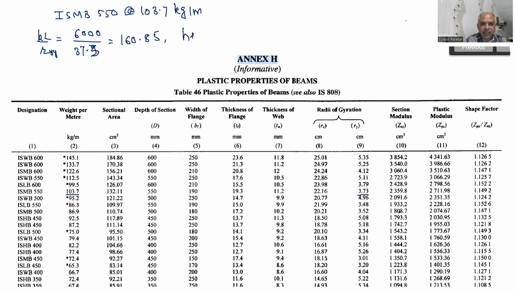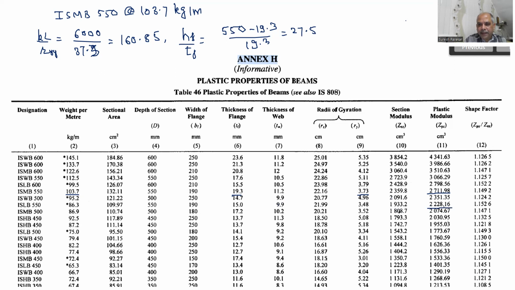Then we will find hf upon tf. Now we have 550. Now you can see tf, we have 19.3. So 550 minus 19.3 upon 19.3, and this value comes 27.5. Now you can have a question: where we will go for 2711.98, we can have ISLB which is actually 2228.